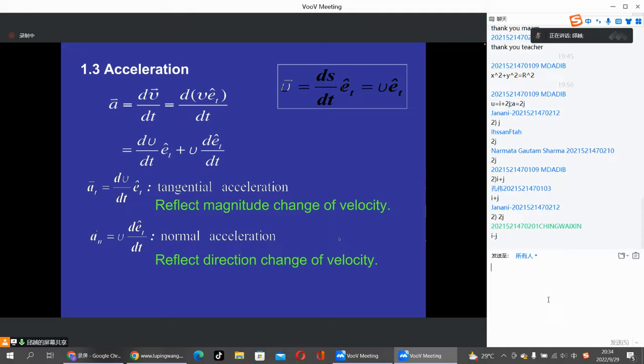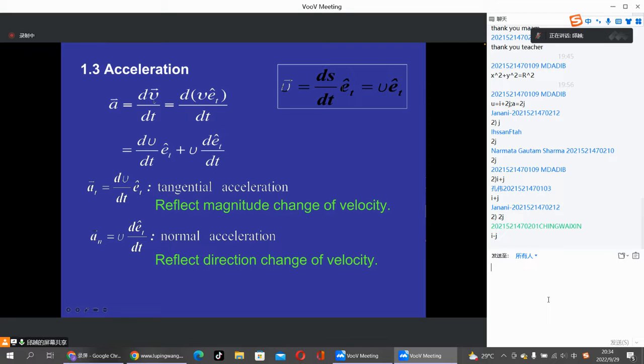Just now I left a question. Why does the acceleration have two terms, but the velocity has only one term? Okay, the answer lies in this function.